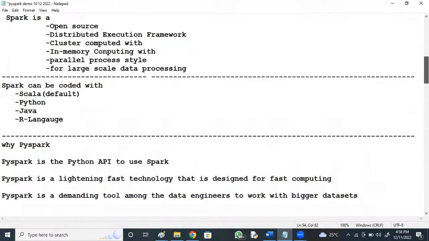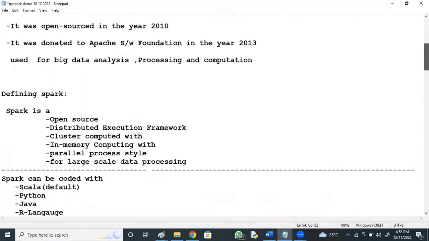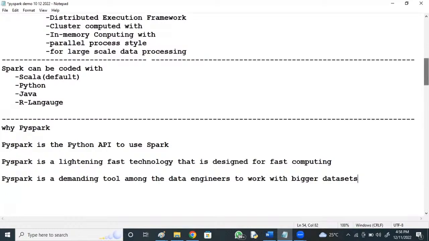Sir, will you share this notepad with us? Yes, that's why I'm preparing notes parallelly, right? Everything I'll be forwarding.